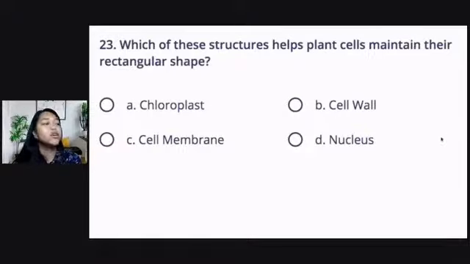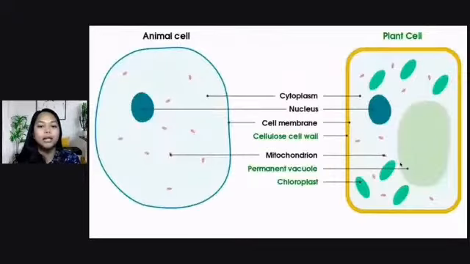Okay, the correct choice here is letter B, cell wall. Cell wall is correct. So cell wall is our correct choice.